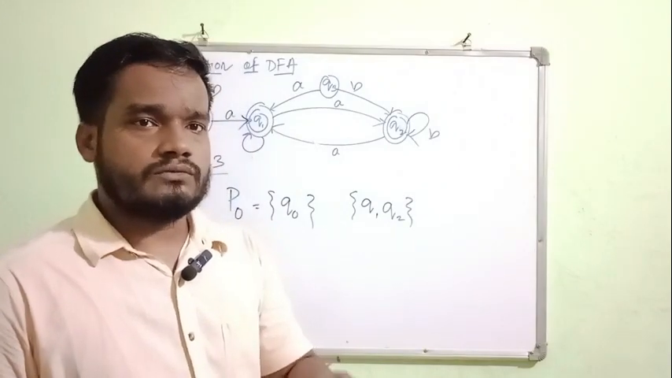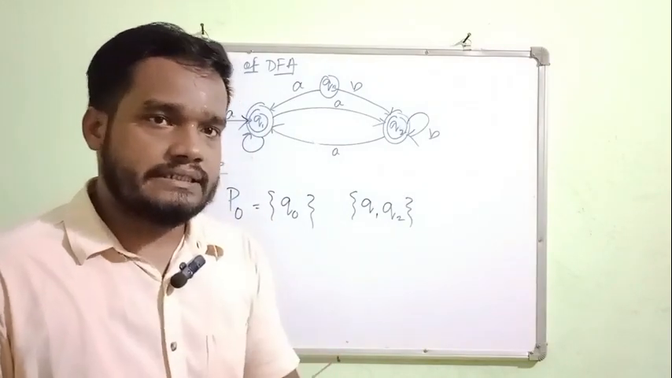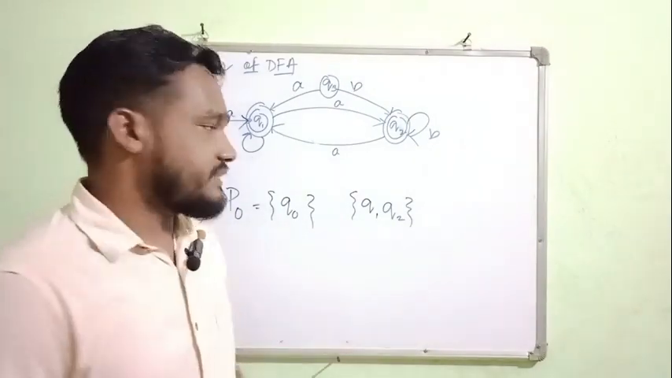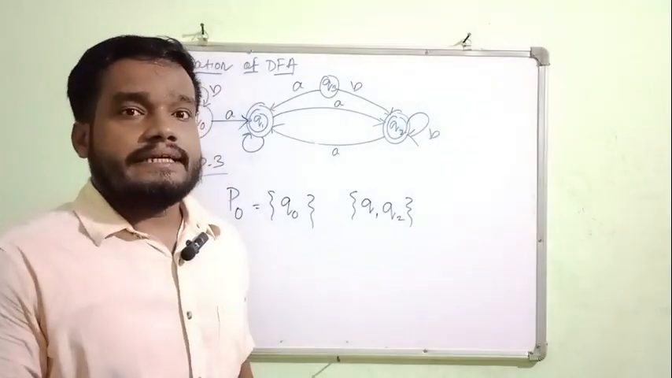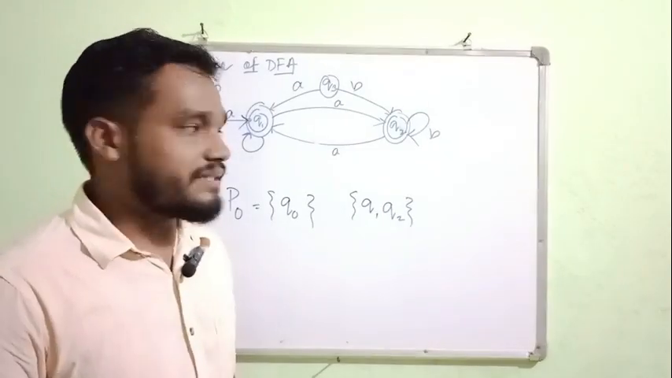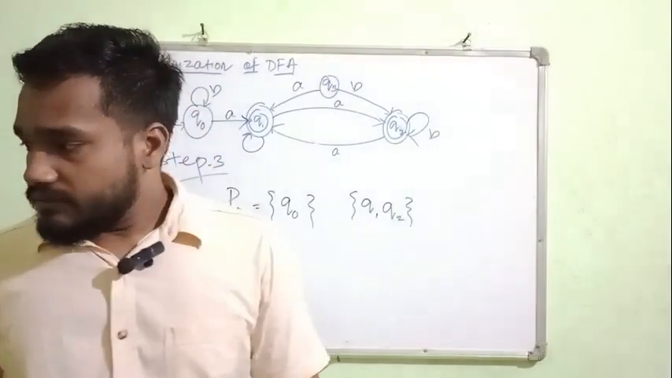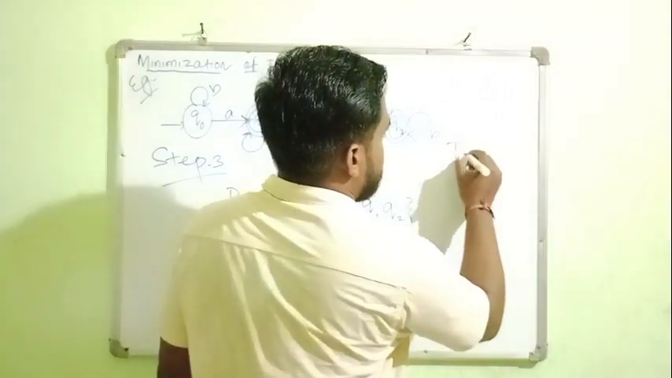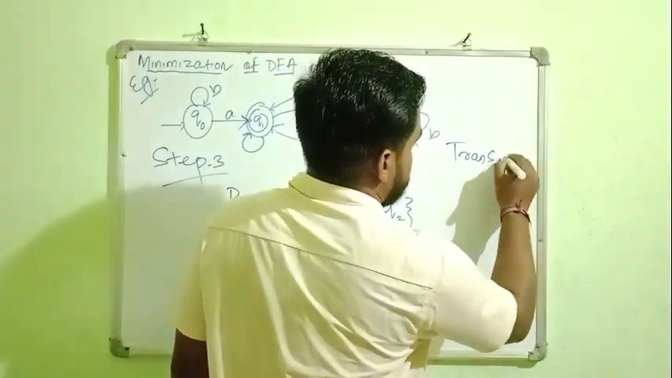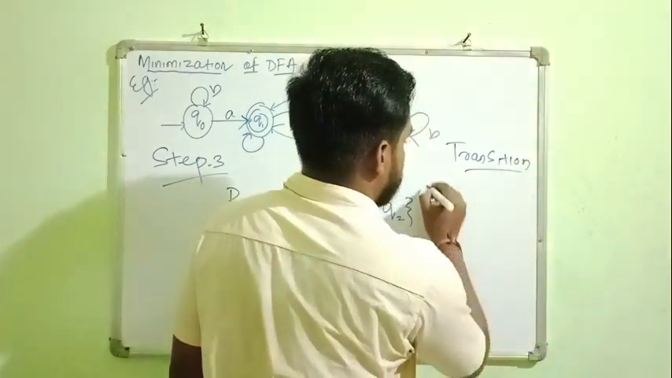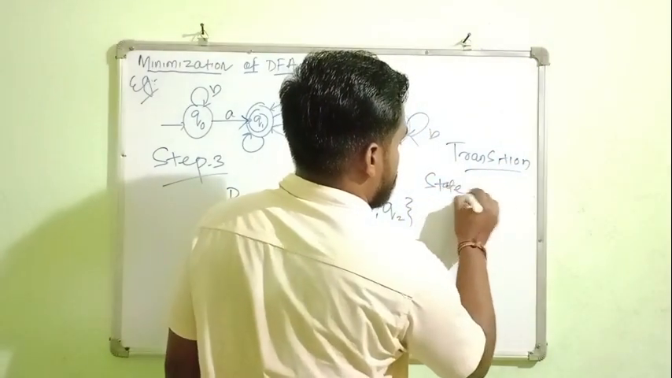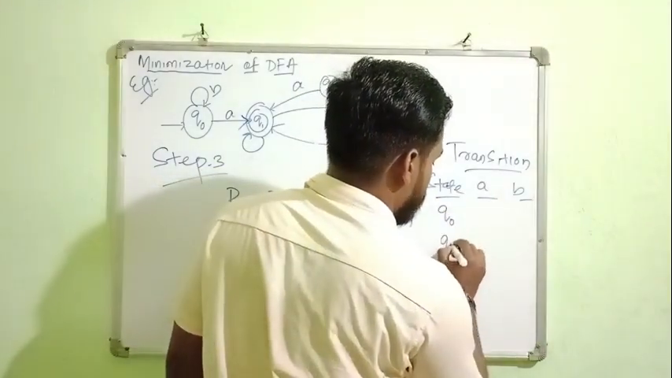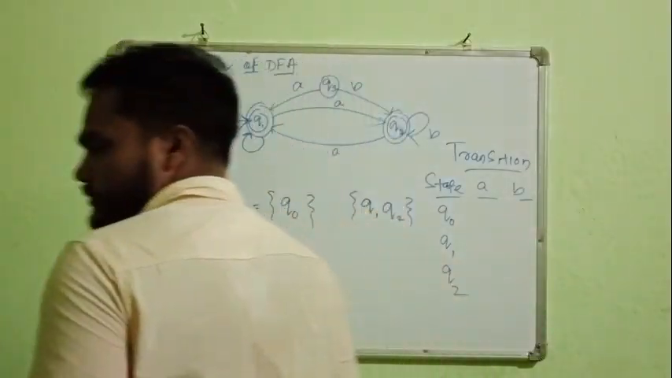In the first group we have the non-final state, and in the second group the collection of final states. Now we will check the equivalency. Before checking the equivalency, we must do the transition table, because the transition table is most required. So let me do the transition table: states, A, B, Q0, Q1, Q2.